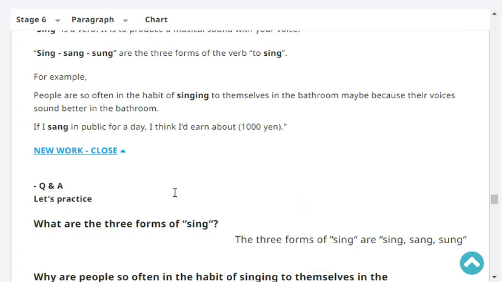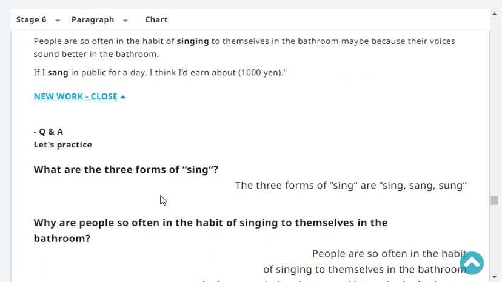For example, people are so often in the habit of singing to themselves in the bathroom, maybe because their voices sound better in the bathroom. If I sang in public for a day, I think I'd earn about 1 yen.